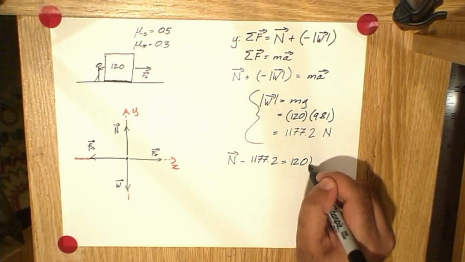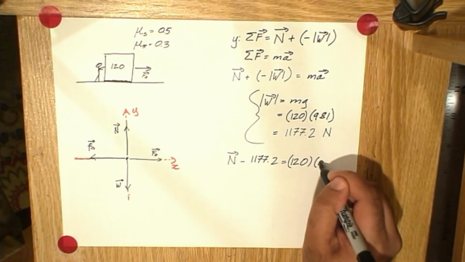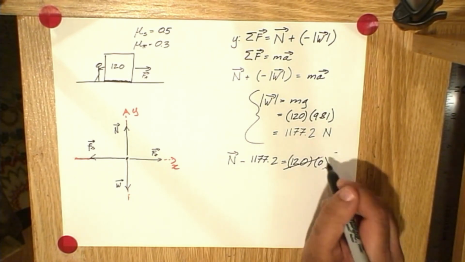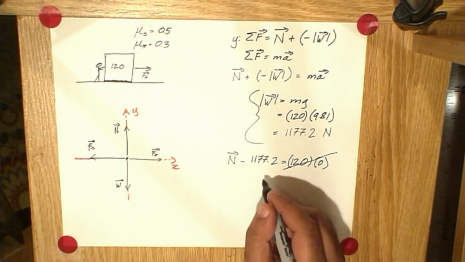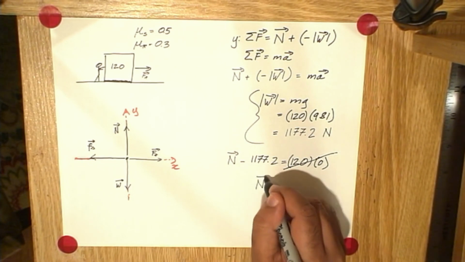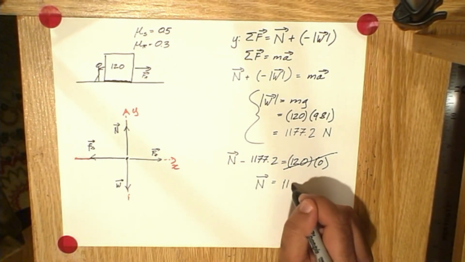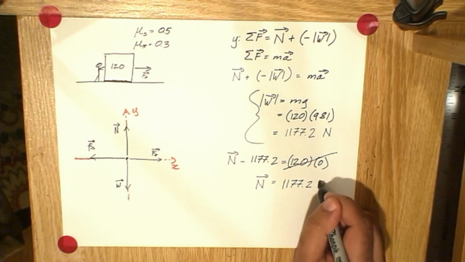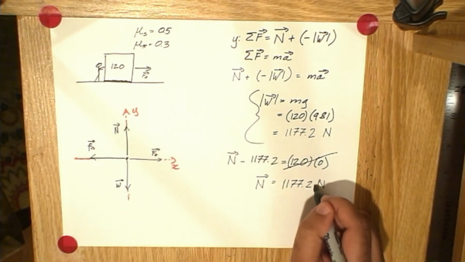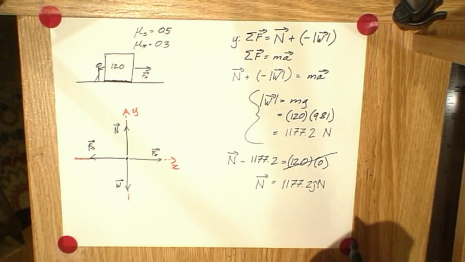But this thing is not moving in the y direction, so that means that the acceleration is 0, which means that this entire right side cancels out, and moving 1177.2 to the other side, I get a normal force which is equal to 1177.2 newtons. And because this is in the y direction, this would be j hat newtons.